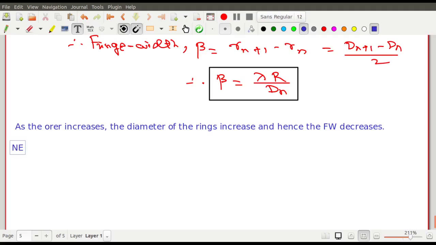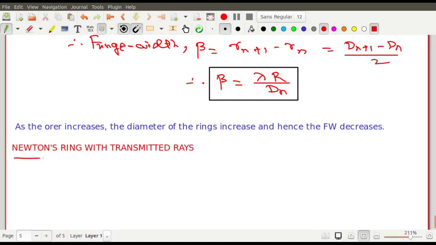So that is Newton's ring with transmitted rays. So this is my next discussion to be followed over here. That is Newton's ring with transmitted rays.